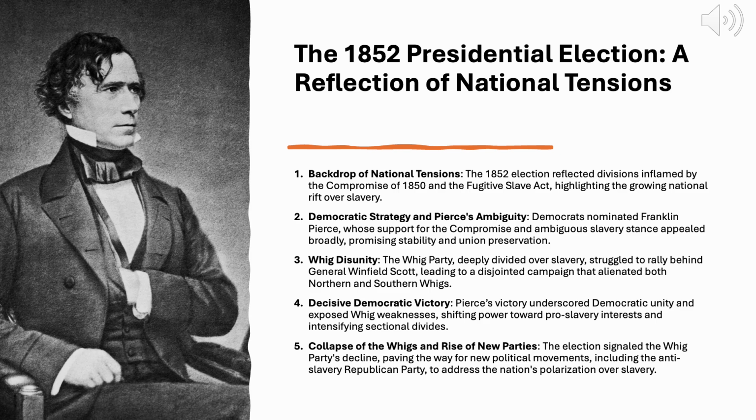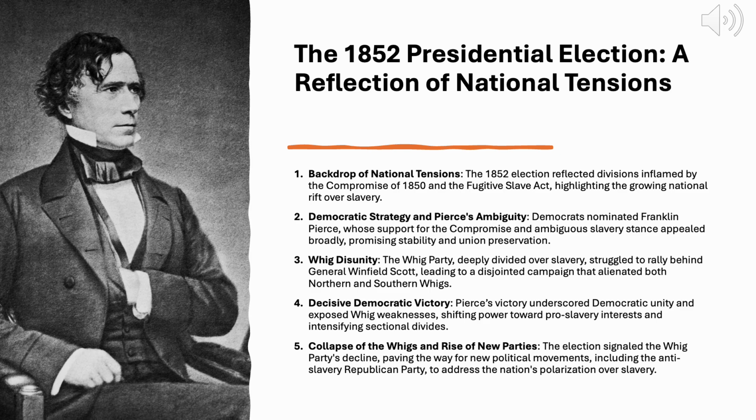The Whig Party, on the other hand, faced challenging internal divisions. Lacking a coherent stance on slavery, the party struggled to unify behind General Winfield Scott, their candidate, whose support of the compromise alienated Northern anti-slavery Whigs while doing little to secure Southern support. Scott's campaign was marked by a lack of cohesion, reflecting the broader ideological fractures within the Whig Party itself.